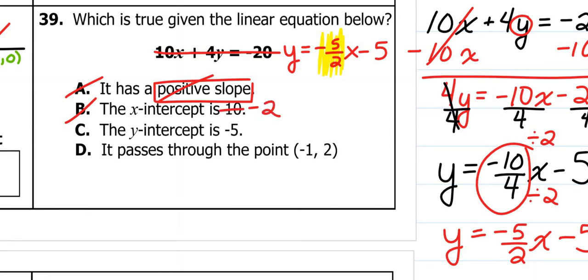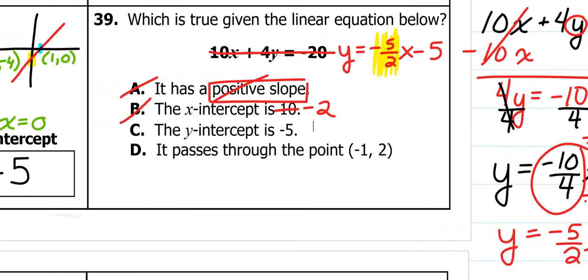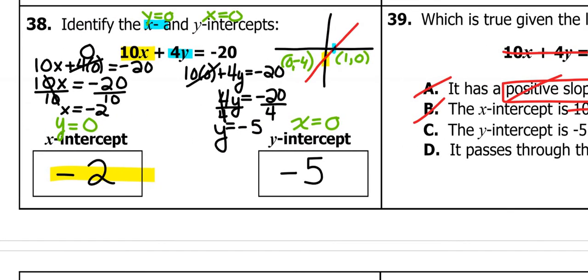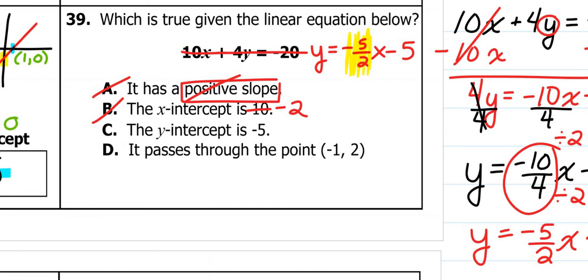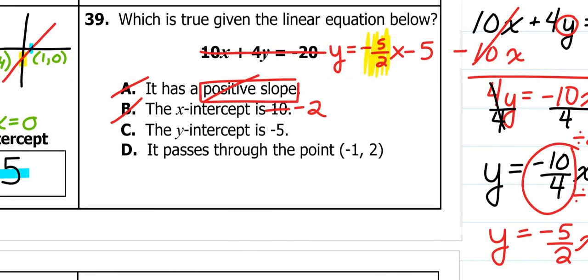Choice C, the y-intercept is -5. Well, we did it before, and our y-intercept turned out to be -5. So I do like that choice. So I'm going to say I like that choice, and I'm going to select it. But I want to test the last one as well. So D, it passes through the point -1, 2.